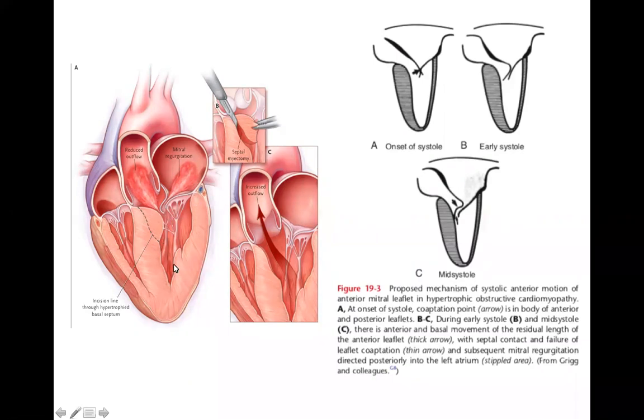And after that, the blood ejected from the left ventricle will force the anterior leaflet, and that's why it will create or increase the mitral regurgitation. And there is another mechanism: some theoretical articles say that displacement of the anterior papillary muscles will cause the SAM.